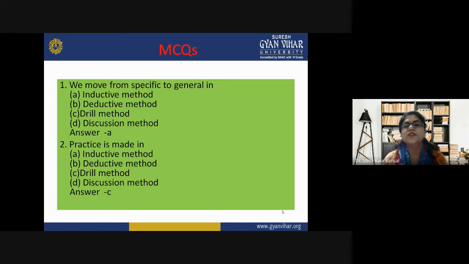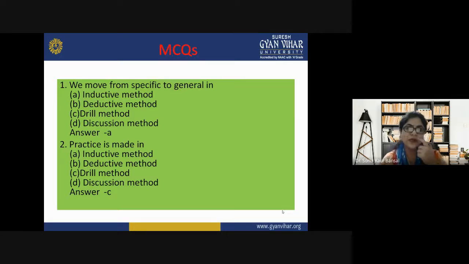Yes, of course, students, we move from specific to general, particular to general in the inductive method, where we are giving examples first and then we are explaining and making it generalized in its form. Then we are following the inductive method. It is basically used in grammar teaching. Okay, so understand it in that way.